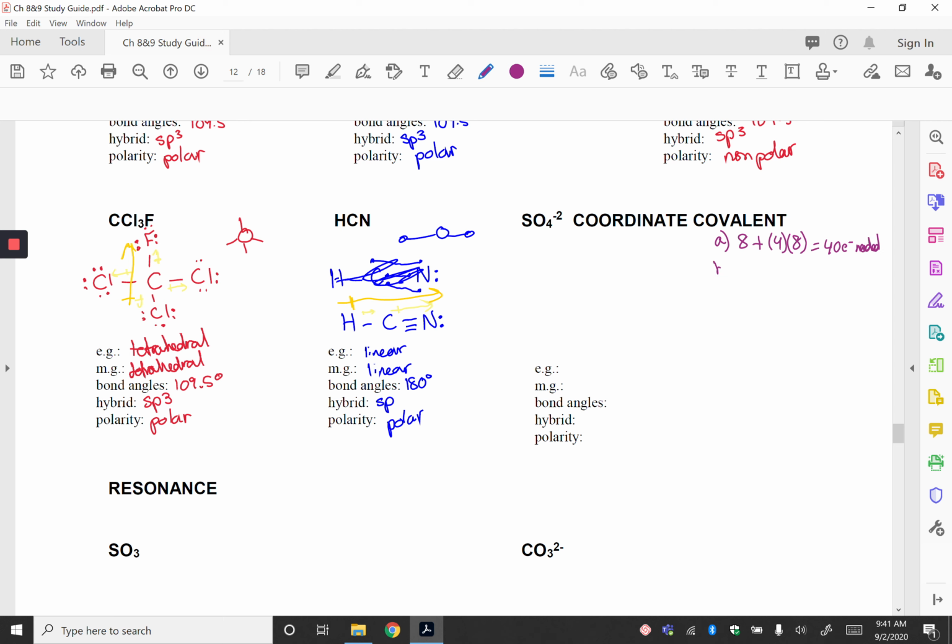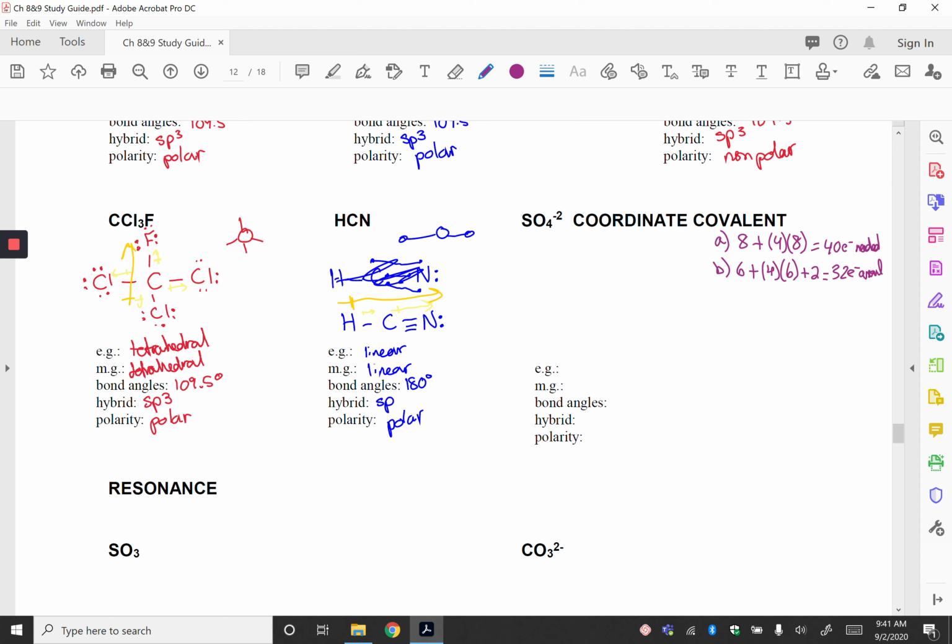Okay, then you count how many valence electrons are actually available to you. So sulfur has 6 valence electrons. Each of the oxygens also have 6 valence electrons. But then that -2 means that you also have 2 more available to you. And so altogether, that's 32 electrons that are available.